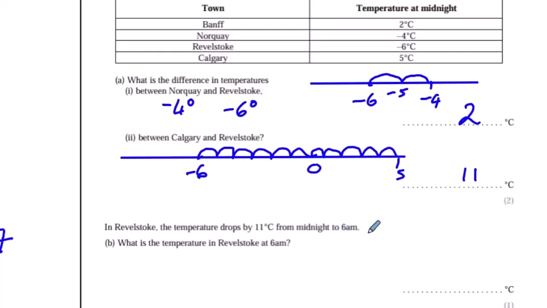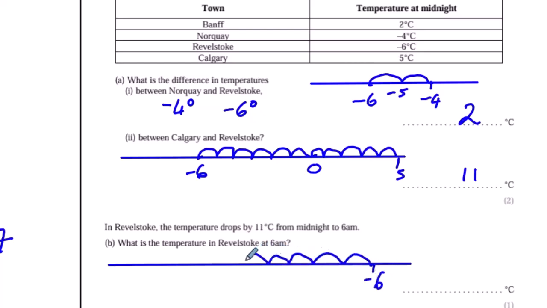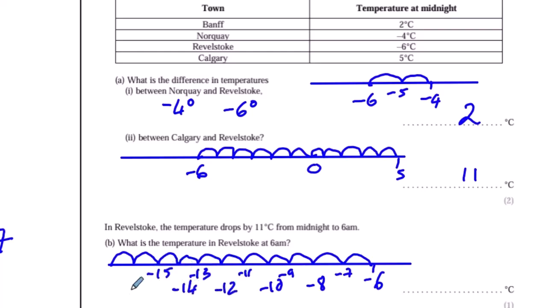And then the last part: in Revelstoke, the temperature drops by 11 degrees centigrade from midnight to 6 a.m. What is the temperature in Revelstoke at 6 a.m.? So it starts off at negative 6 degrees. It drops by 11. 1, 2, 3, 4, 5, 6, 7, 8, 9, 10, 11. And then write the numbers in, so negative 7, and I'm going to stagger these because they don't have enough space. Negative 8, negative 9, negative 10, negative 11, negative 12, negative 13, negative 14, negative 15, negative 16, negative 17. So the answer is negative 17.